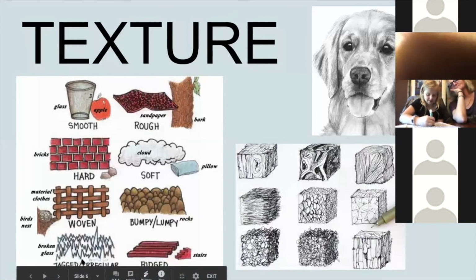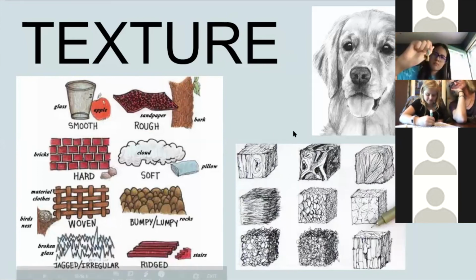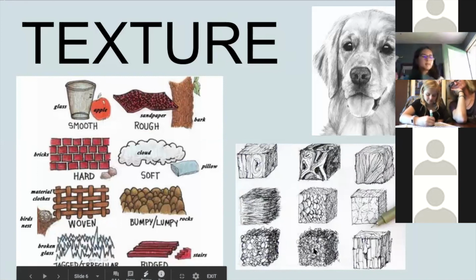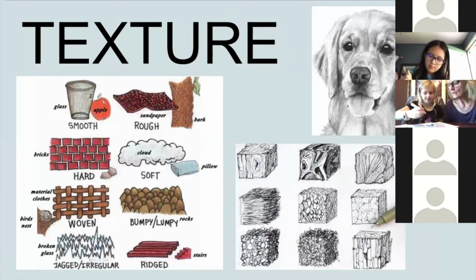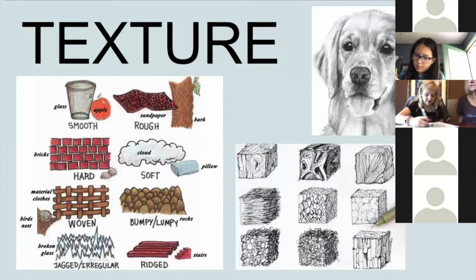Woven, bumpy, lumpy, jagged or irregular, and you can see all of these cubes are drawn with a different texture. And this is how you can draw. Again, I was talking about that dog. This is how you can make things look like they're soft or that you can pet them, and it makes things look more realistic. So if you're trying to draw a dog and you don't draw any hair or fur on it and it doesn't look furry, then it's not going to look like a dog. Or if you're trying to draw a brick wall and you don't make it look rough or hard, then it's not going to look like a brick wall. It's just going to look like something that's plain.